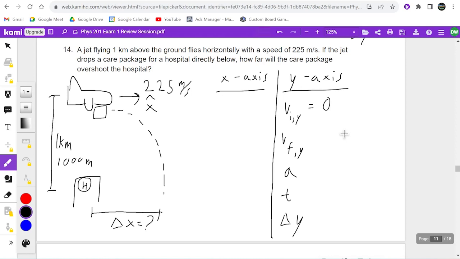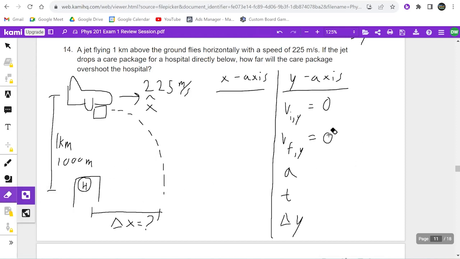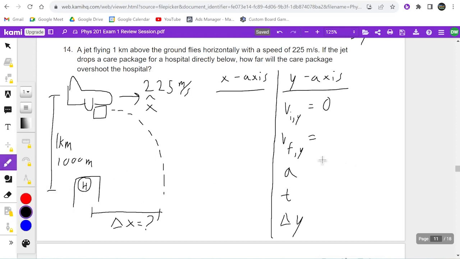Next, v final y. Well, obviously that's 0 because when it hits the ground it's 0. And now someone tell me why that's wrong. And you have to erase it again. Because the speed's not 0 when it hits the ground. We don't know the speed when it hits the ground. Obviously, when the care package is on the ground, its speed will be 0 after a long time. But we're saying what is the speed as it hits the ground or right before it hits the ground. And that we don't know.